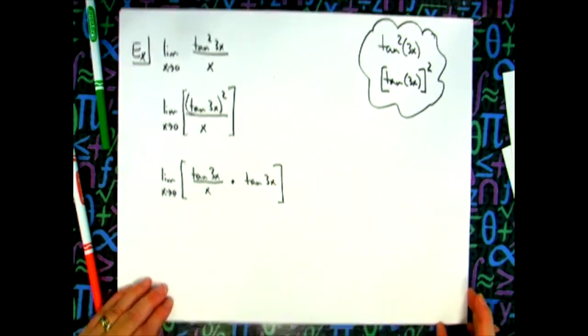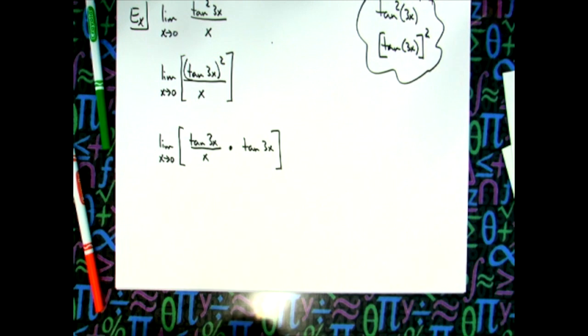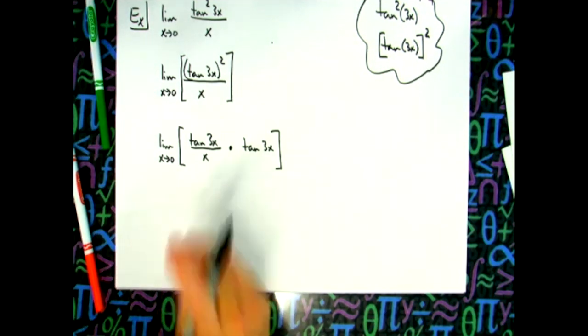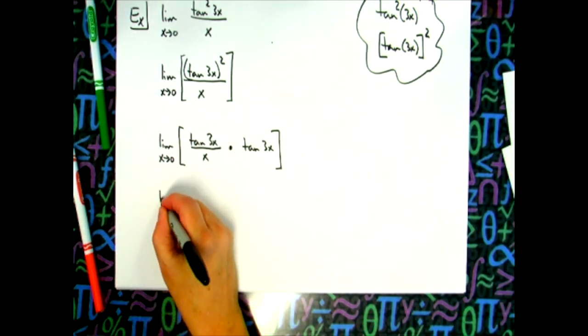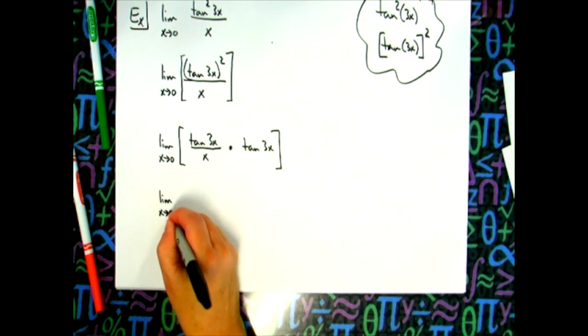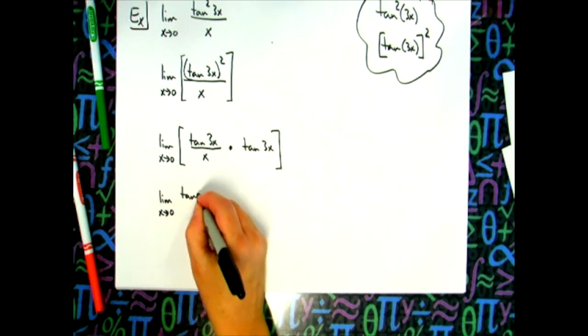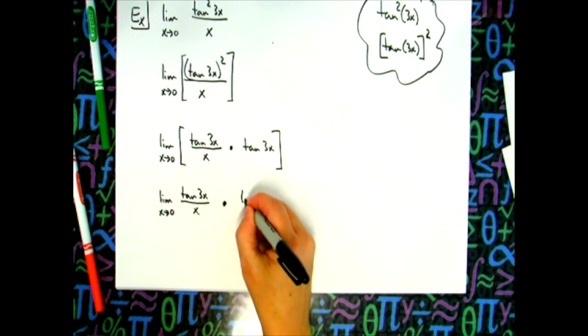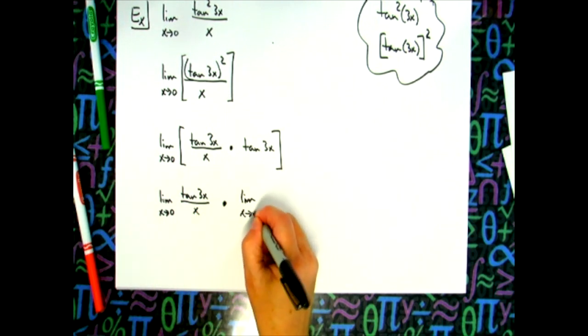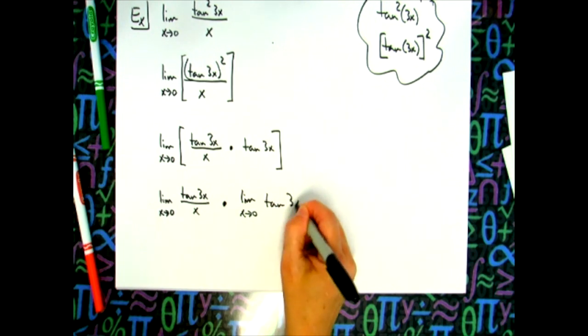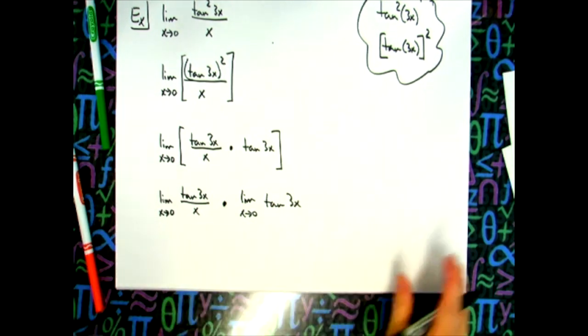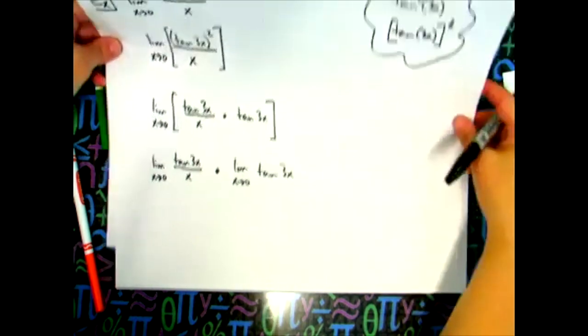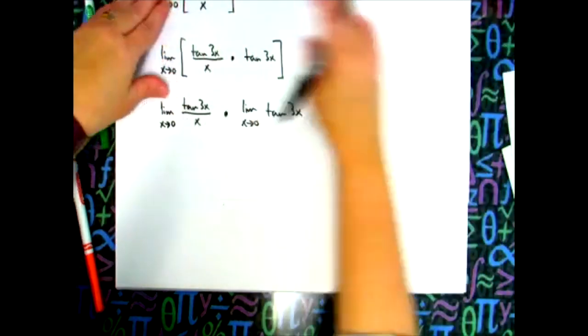Now, I want to separate it. Let's separate it on this first one because this is the first time we've done it. So let's do the property from the other day and separate it. Let's do the limit as x approaches 0 of tangent of 3x over x, times the limit as x approaches 0 of the tangent of 3x. That is a property. That's a legal move. For right now, I don't want you skipping that step. Later, I'll maybe let you skip this step.